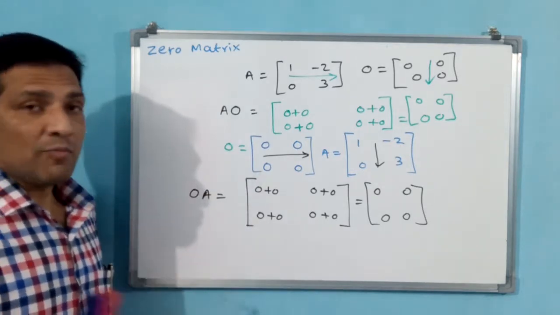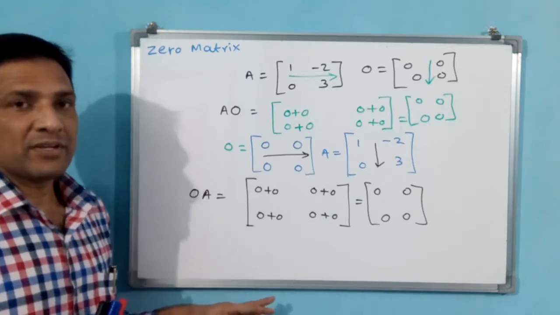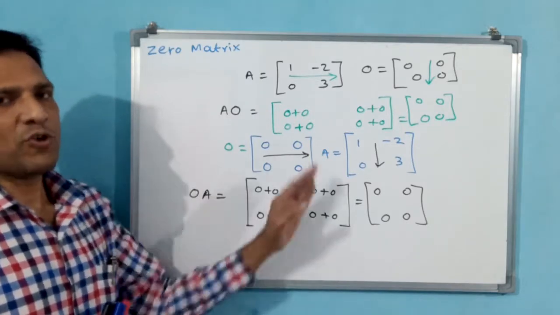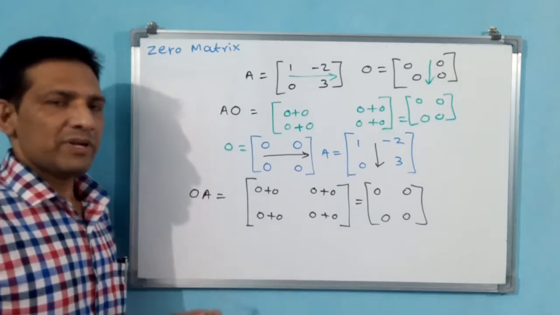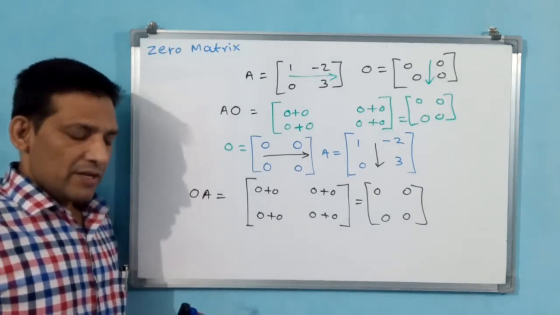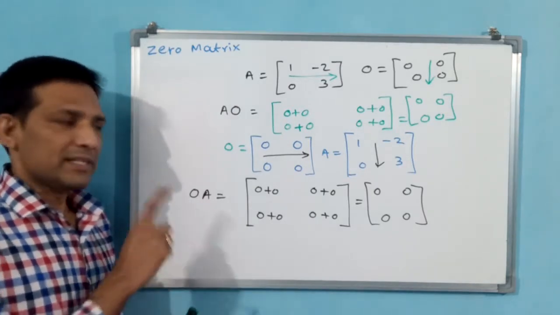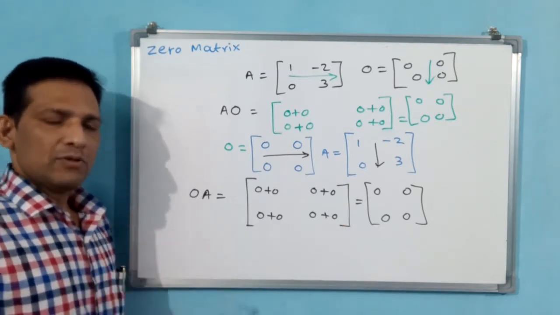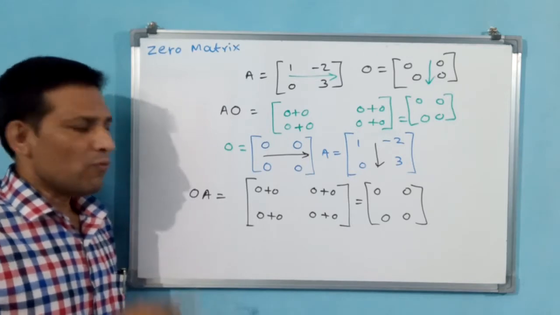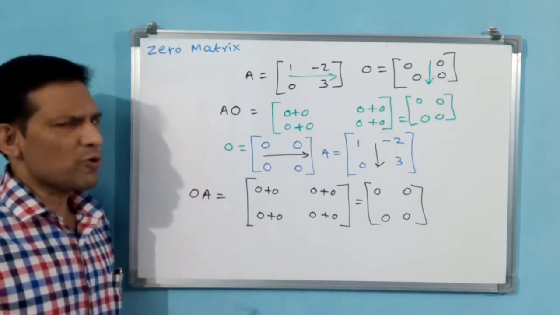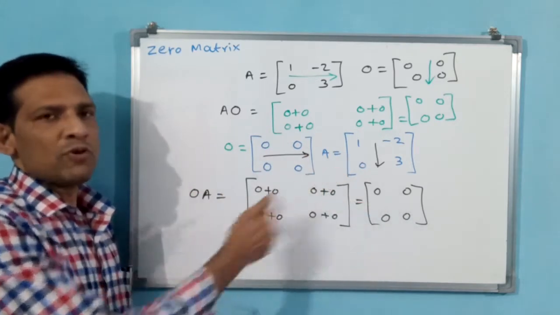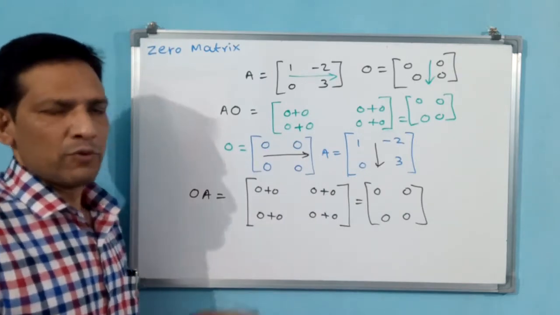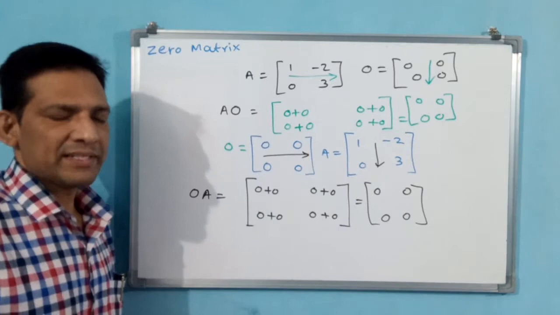But with this example, we cannot say that multiplication of matrices is commutative. Why? Because this is a special class, the 0 matrix. If you multiply any matrix with 0, the resultant is going to be 0. AO is equal to O, OA is equal to O. Both are 0 matrices.